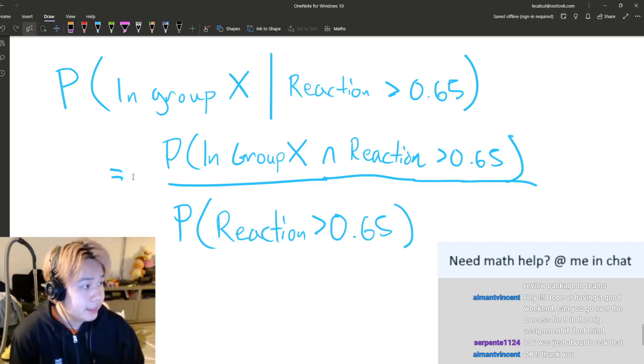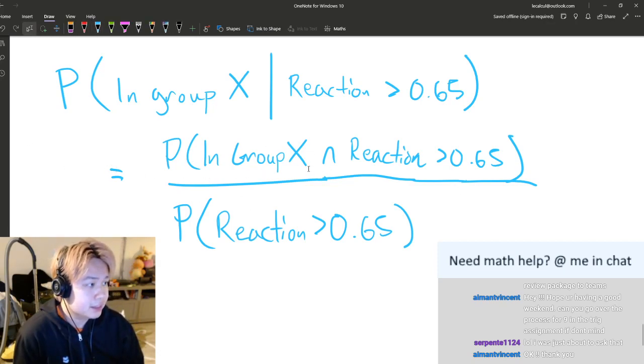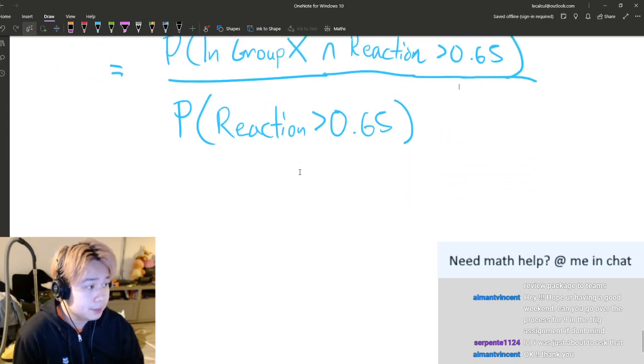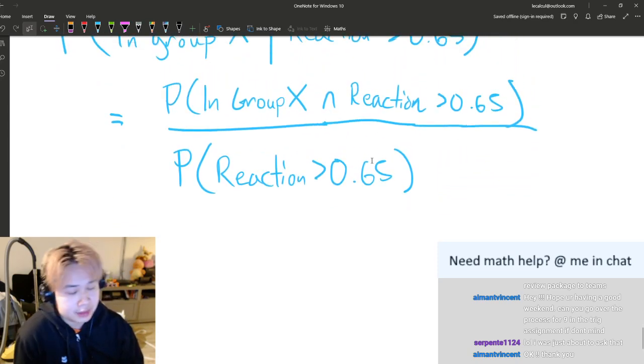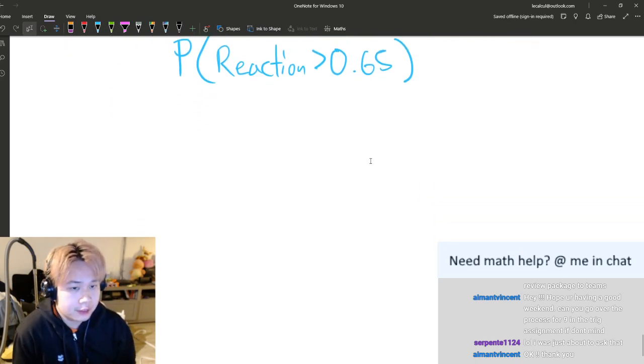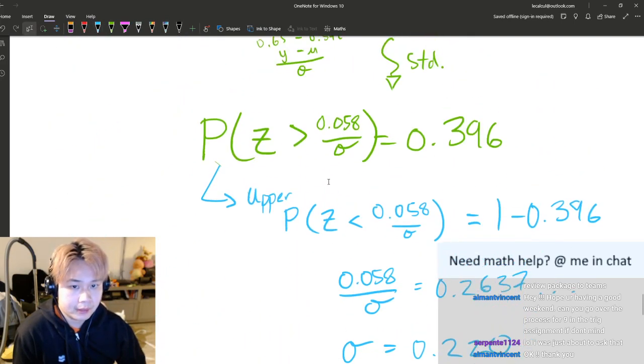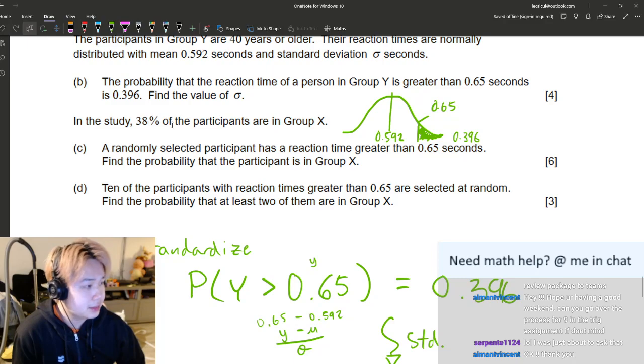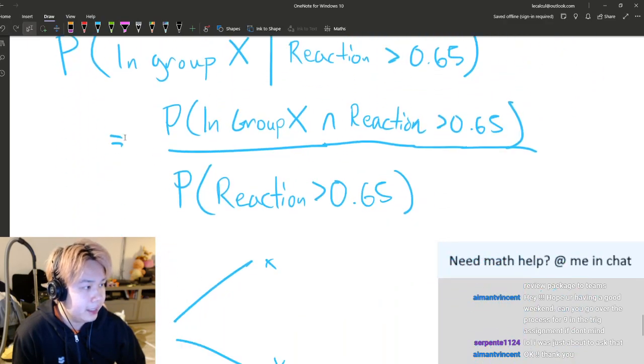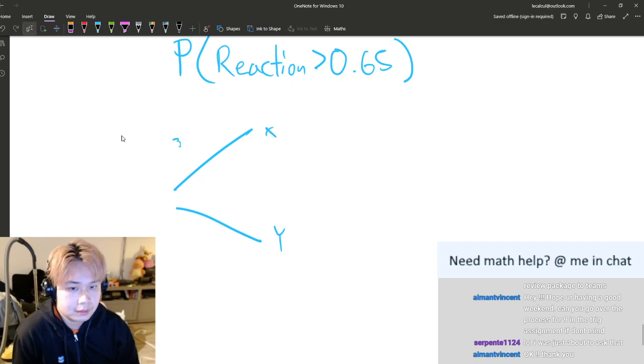So here is the formula, and we need to calculate this. Now, you have to be very careful with each part of this because there's a lot of intricacies. Let's first break this down into a visual, right? Your group is split up into people of X and people of Y. And then it says that 38% are in group X. So that means that the rest of them, which is 62%, are in group Y.